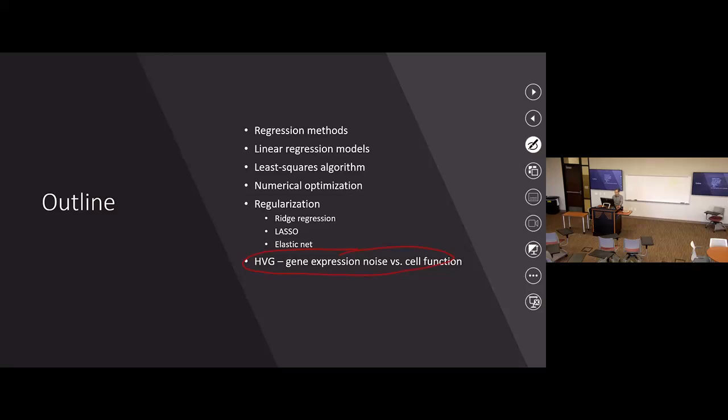So this morning we will go through regression methods and see how linear algebra is used to solve this problem, especially when we talk about linear regression. Then we will look at numerical optimization problems, because that's the real underlying algorithm used in these packages. The packages will not use linear algebra, but numerical optimization to find the solutions for your regression problems.